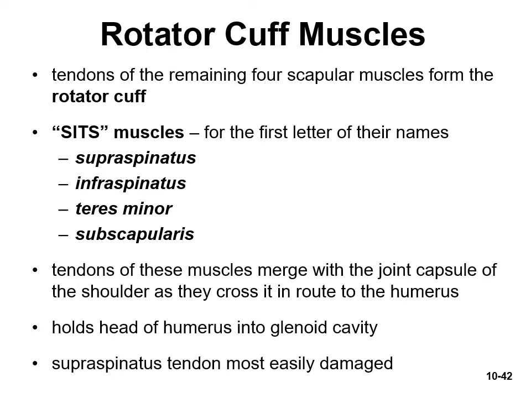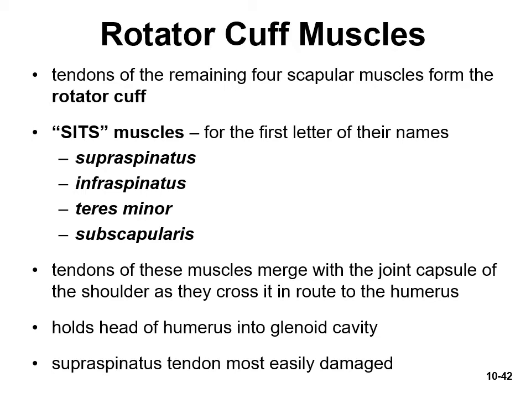This brings us to our rotator cuff muscles. Tendons from the 4 scapular muscles form the rotator cuff. That's what makes them rotator cuff muscles, even though some other muscles might partake in the rotator cuff. These are the muscles that have the tendons that form a lot of the structure and stability of the rotator cuff. There are 4, and they form the acronym SITS: supraspinatus, infraspinatus, teres minor, and subscapularis. 3 of these muscles are named for where they are, and I'll go into that when we look at a picture of them. But the tendons of these muscles merge with the joint capsule of the shoulder as they cross it, moving to the humerus.